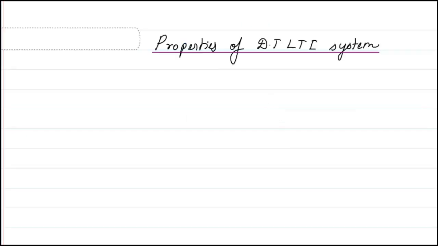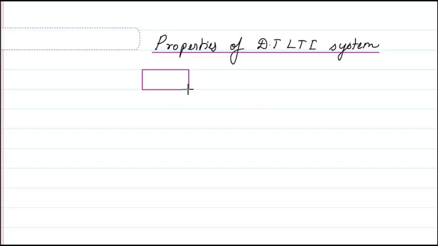Hello students. Next we will look into the properties of digital discrete time LTI system. That means we will be again talking about some of the properties of the system like system with memory, without memory, causality of a system, stability of a system, invertibility. All these things we will again revisit here, but this time we will see it with respect to the system equation h of n.